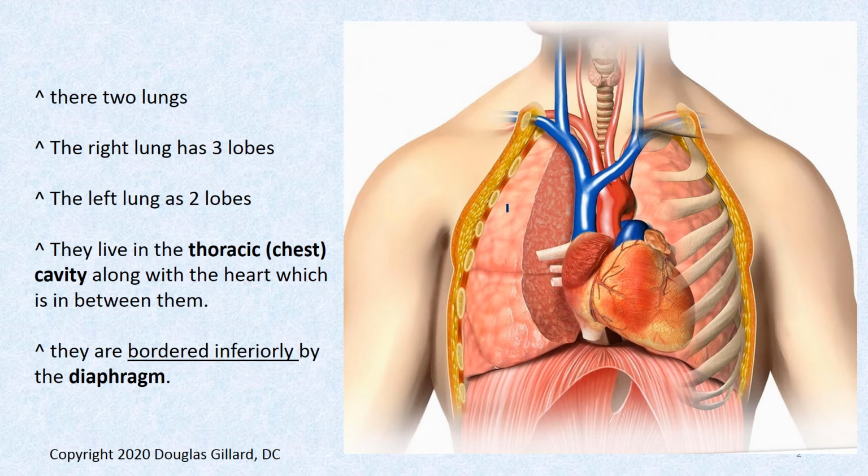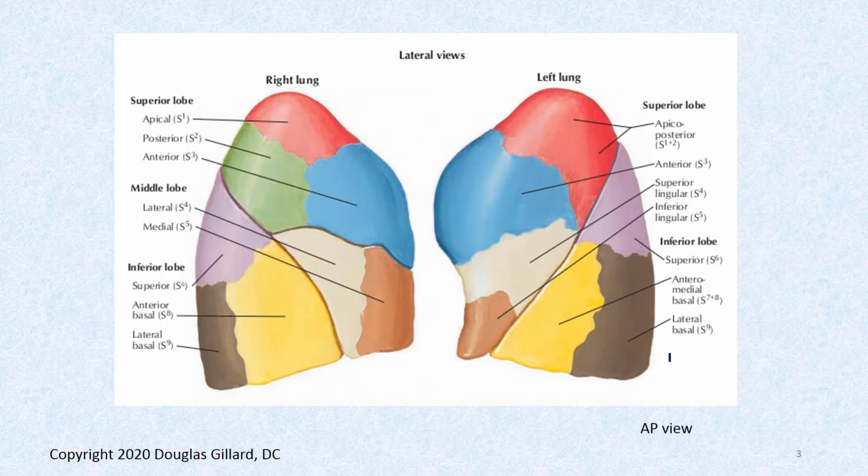The lungs, of course, live inside the thoracic cavity. They usually cover the heart a little bit here. Remember, the right lobe has 3. It has an upper, middle, and lower lobe, or sometimes it's called the superior, middle, and inferior lobe. The lungs live in the thoracic cavity, of course. They're bordered by the diaphragm below, so they sit on the diaphragm.